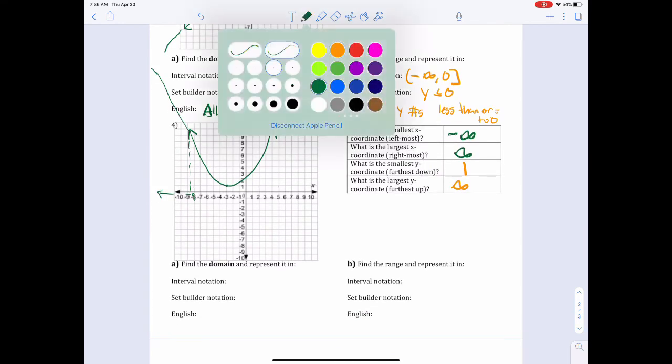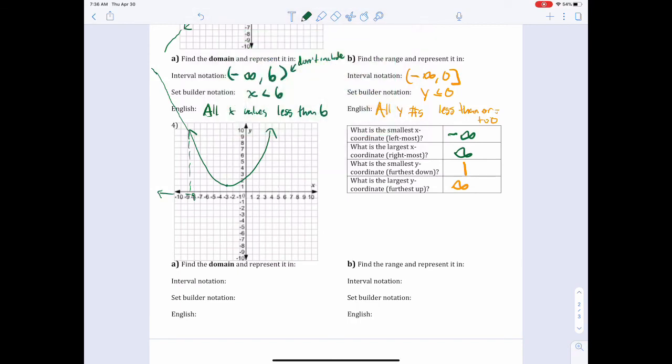Now, let's do our interval notation. For the domain, the smallest x is negative infinity all the way to infinity. Infinity always gets open parentheses because we can't include it, because we can't get to infinity. Set builder notation is a little weird. I guess you could do negative infinity to infinity for x, but it's really just all numbers. Negative infinity to infinity is all real numbers.